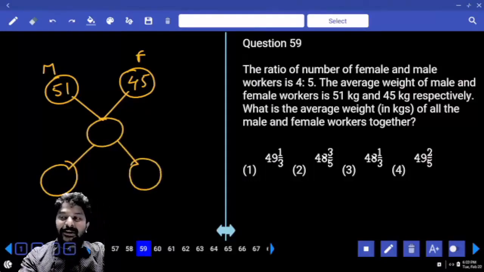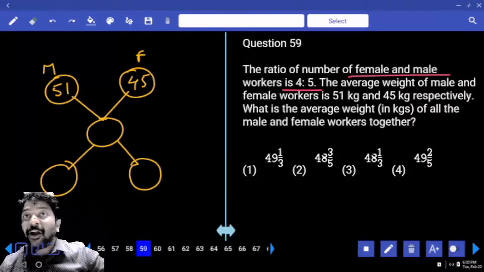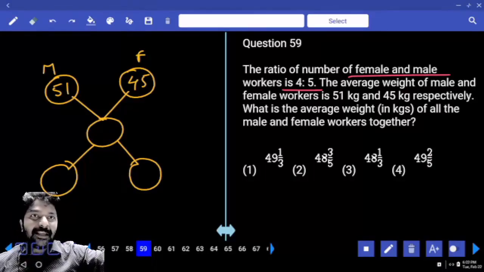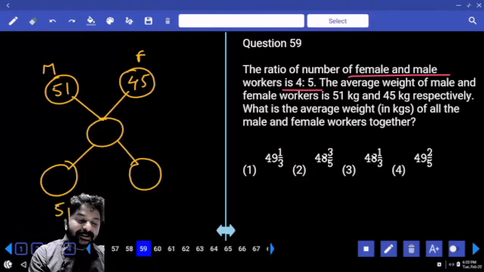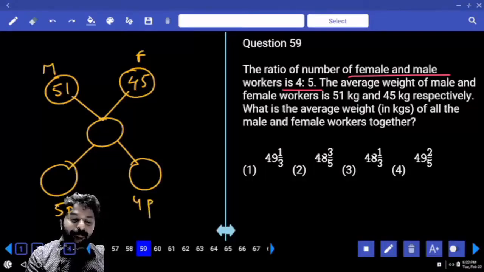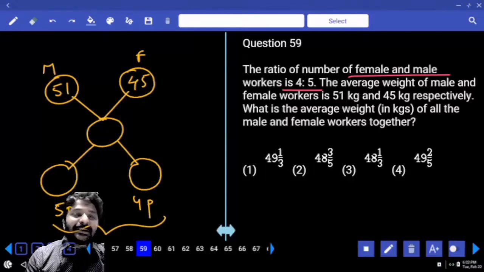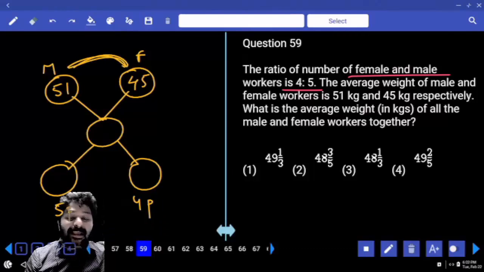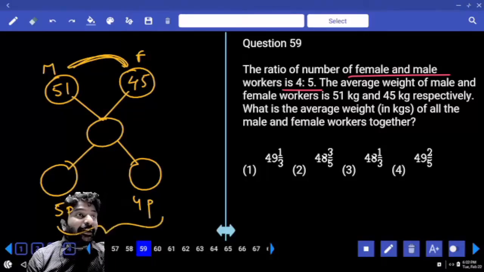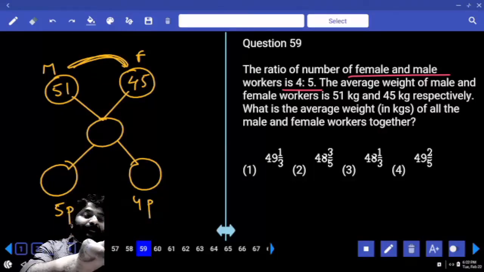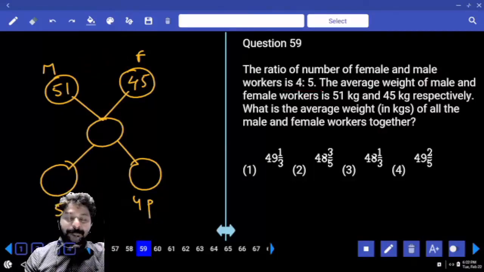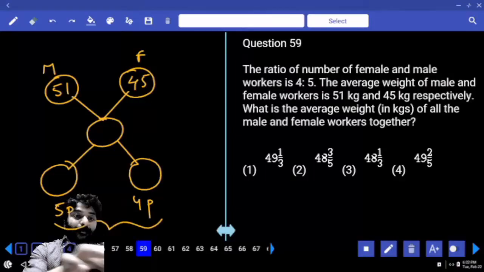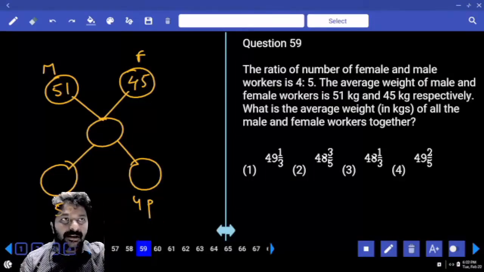Now what is the ratio mentioned here? 4:5. In which particular order is it? Female to male. Then male to female must be 5:4. That means 5 parts and then 4 parts. What is the sum of these two in terms of parts? Then the difference between male average and female average must be divided in the ratio 5:4 only. 45 and then 51. What is the difference here? 6 must be divided in the ratio 5:4, 9 parts. Are you getting? If 9 parts is equal to 6, 1 part is equal to 6 by 9 only.